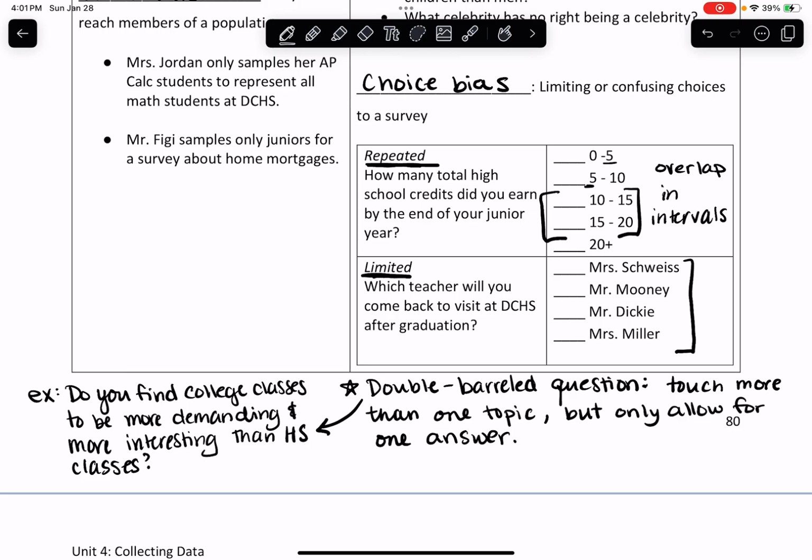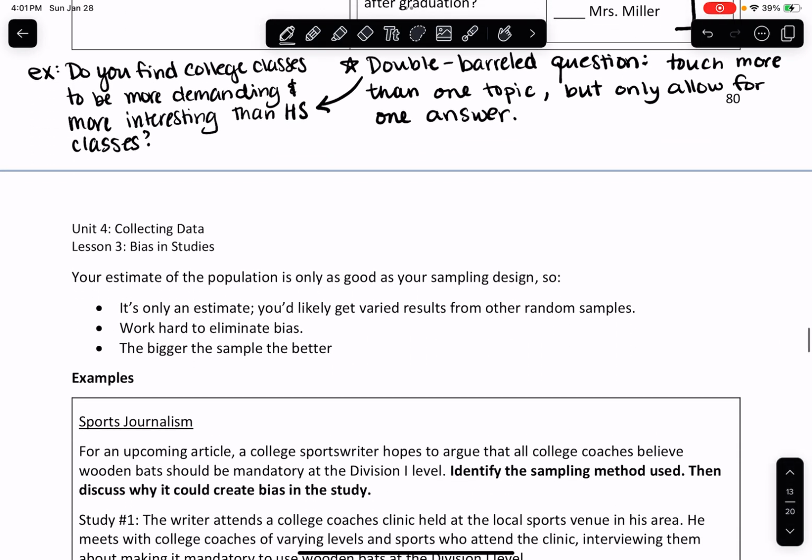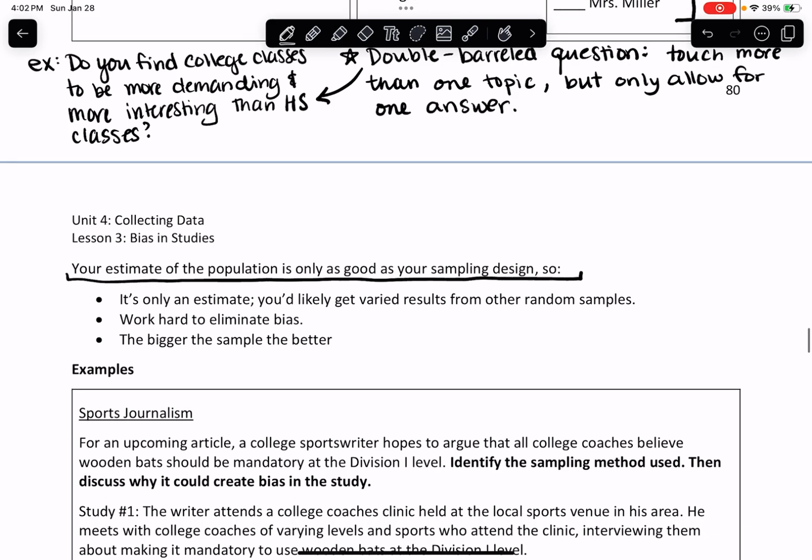And when we consider all of this, we need to remember your estimate of the population is only as good as your sampling design. So we have to keep in mind, it is only an estimate. You'd likely get different results if you did more random samples. We have to make sure that we work hard to eliminate bias, and we have to consider that the bigger the sample, the better our results are going to be. So there's some examples below.